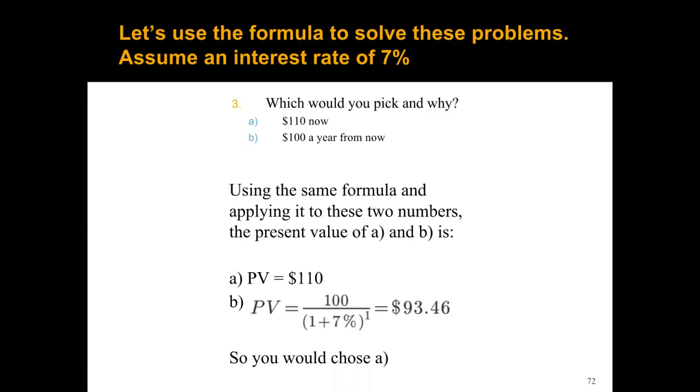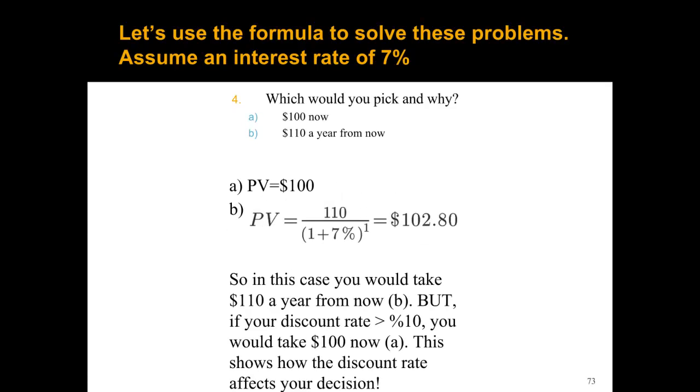Okay, so now let's look at, would I rather have $110 now or $100 a year from now? And $100 a year from now I've already done, which is that $93.46. And part A is again now, so I don't need to do anything. It's $110. So we would choose A. So number 4 is the really tricky one.